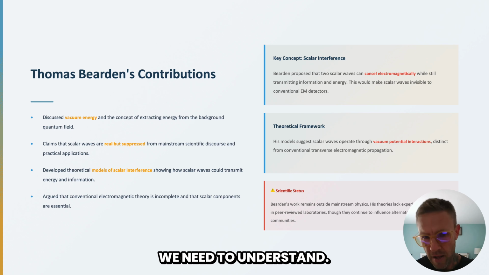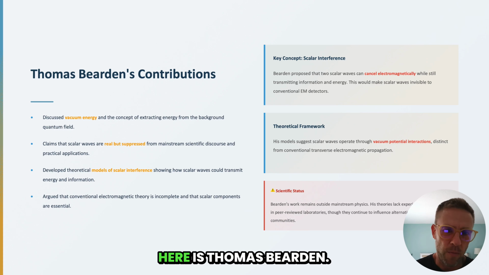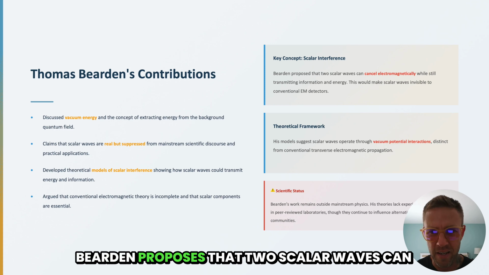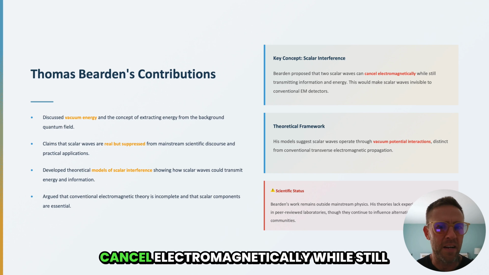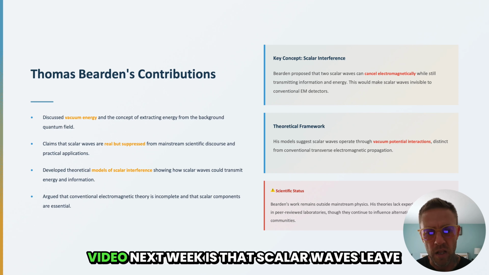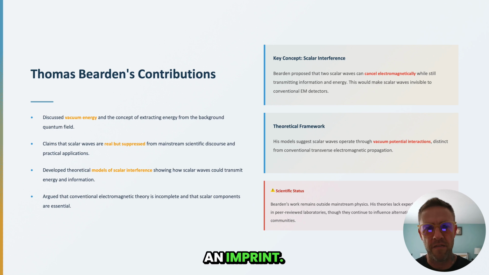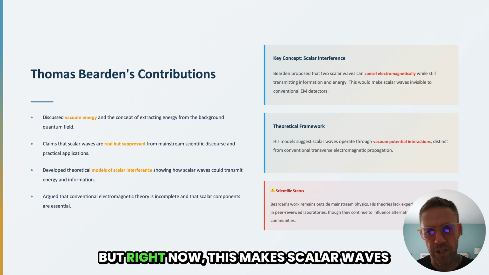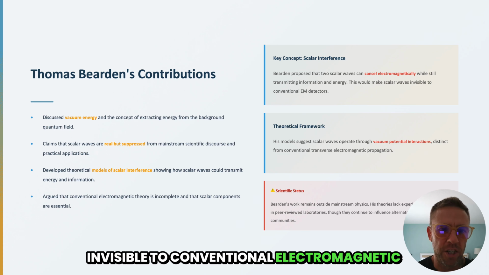We need to understand. Another influential researcher that we have here is Thomas Bearden. He developed theoretical models of scalar interference. Bearden proposes that two scalar waves can cancel electromagnetically while still transmitting information and energy. And what we're going to learn in the second video next week is that scalar waves leave an imprint. They are all about imprinting information. But right now, this makes scalar waves invisible to conventional electromagnetic detectors.